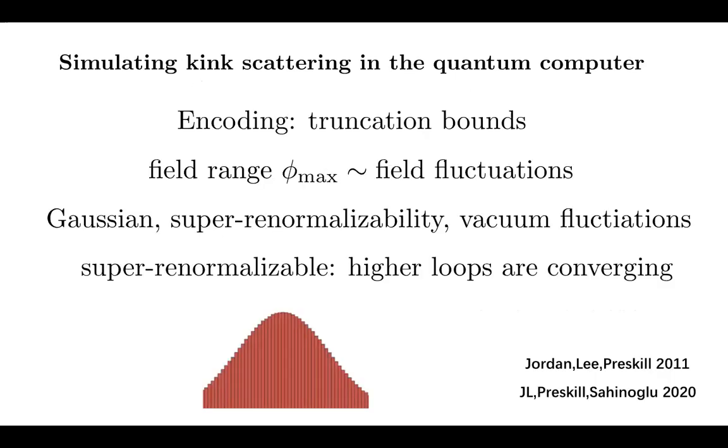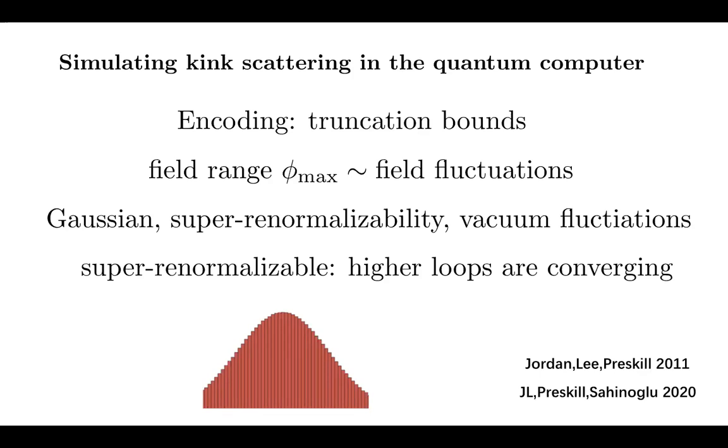The assumption is that the state, firstly, looks like Gaussian, which means that in the field basis, the solution of your kink roughly looks like a Gaussian distribution. This means that the tail of your field fluctuation, which you could measure, for instance, through the two-point function, is bounded by this Gaussian tail, which decays super-exponentially.